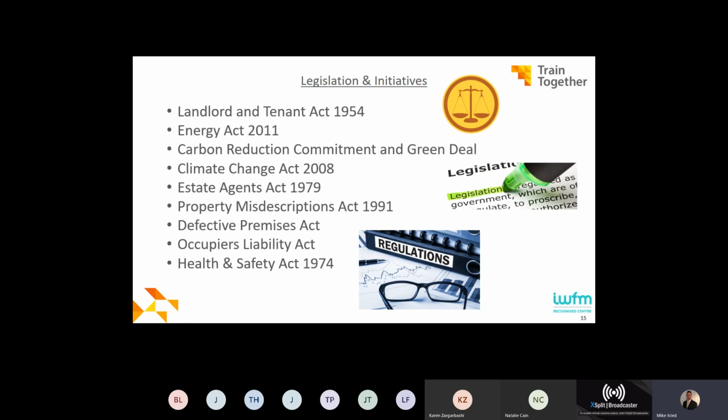It's almost like a gotcha card. If all else fails, Health and Safety will get you, and is designed to get you if you challenge it. Lots of different types of legislation. Again, there is more legislation out there.